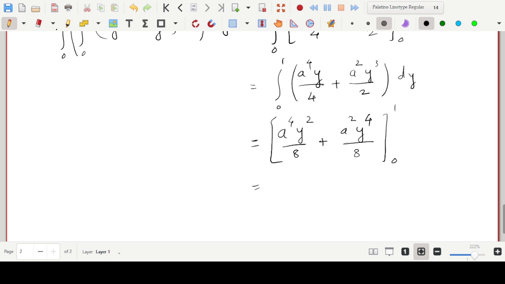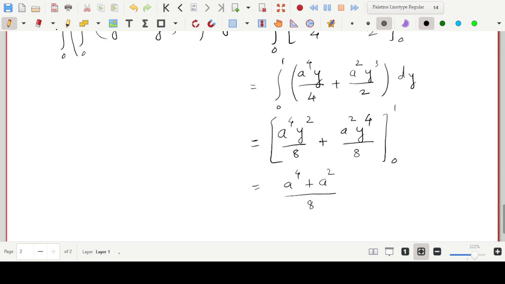So after substituting y equal to 1, we have a power 4 plus a square over 8, and after substituting, minus this expression with y equal to 0, which is 0. So this is the final answer.